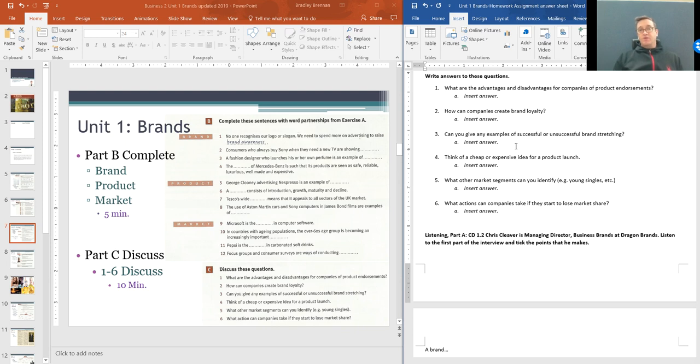Think of a cheap or expensive idea for a product launch. Now here, that could be for any product or service. So that's up to you. What other market segments can you identify? For example, young singles, active silvers. You could say however you want, but usually when we talk about market segments, as you know, it's about age, gender, demographics, income, etc. So I want you to put however many that you think that you know or could put in there. What actions can companies take if they start to lose market share? Here, you can put some specific actions that they can do to try to increase their market share or recover lost market share.